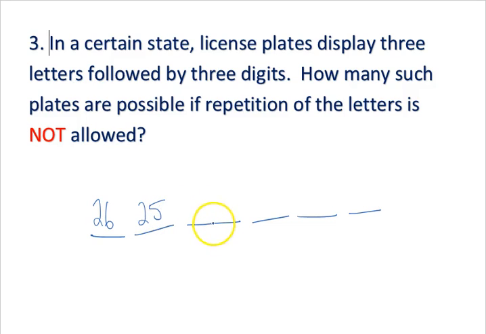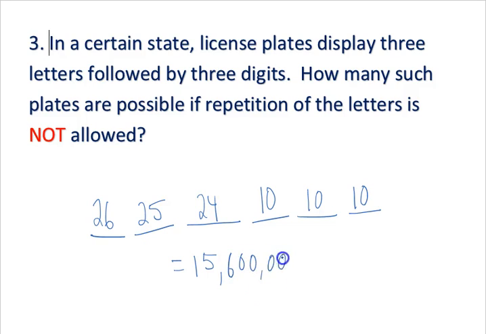And then for the third blank, I can't use either of the 2 letters that I've used before, so I don't have 26 choices. I have 24 choices. Because we don't know what letter is in each spot, but we're just talking about the number of choices for each spot. I didn't say anything about the digits, so I'm going to go back to having 10 digits as a choice in each of the last 3 places. And if I multiply these together using my fundamental counting principle, I get 15,600,000 possibilities. So it's a little bit less than what I had before, which makes sense.